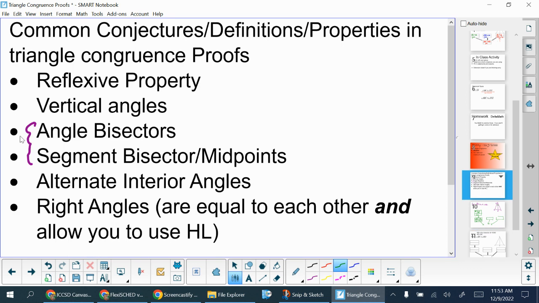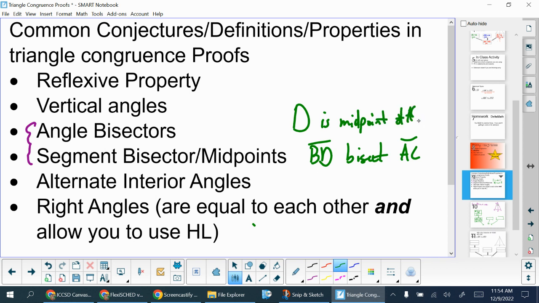Similar things are going to happen if you see segment bisector. If you see something like BD bisects segment AC, that means it's going to split AC into two equal pieces. So you could say those two pieces are congruent to each other. Same thing with midpoints. If you see something like D is the midpoint of AC, then you would know that it splits into two equal pieces.